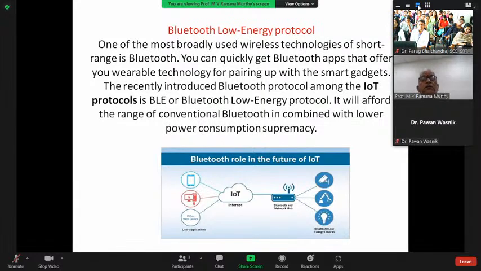We recently introduced a Bluetooth protocol among the IoT protocols. It is called BLE, Bluetooth Low Energy Protocol. It affords the range of conventional Bluetooth combined with lower power consumption. So if you look into this, basically this is the IoT Bluetooth network hub, and these are user applications. They will map to the IoT internet, and then with the Bluetooth network, it can be meshed. So how will it take place?